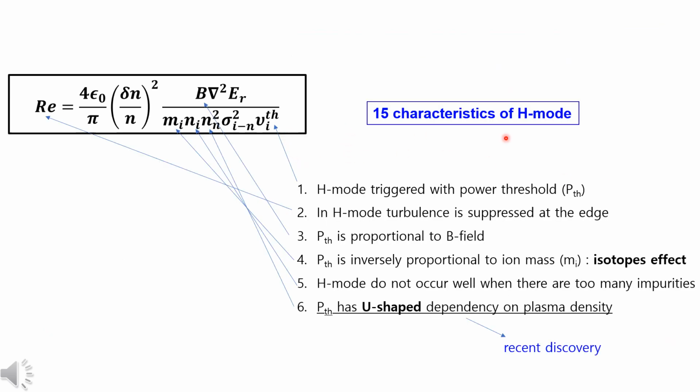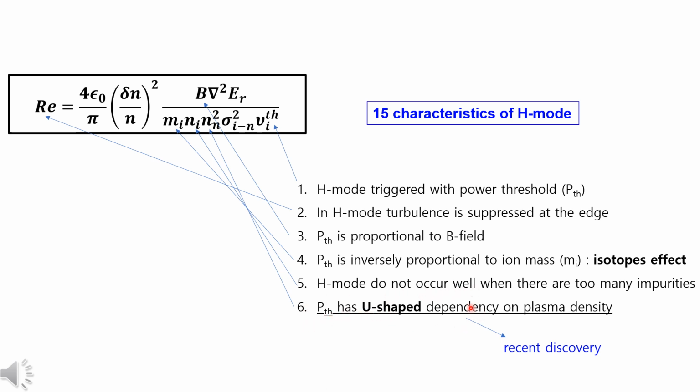Let's explain all 15 characteristics by this equation. First, as H mode is triggered as ion temperature increases, there is a threshold for the heating power. Second, this Reynolds number explains the turbulence suppression. Third, power threshold is proportional to the B field due to this term in the numerator. Number 4, power threshold is inversely proportional to ion mass due to this term in the denominator. Number 5. For impurities, since they have many electrons, the charge exchange is not effective for the momentum exchange, so when there are too many impurities, the main ion density becomes small and the Reynolds number is high, so H mode does not occur well.